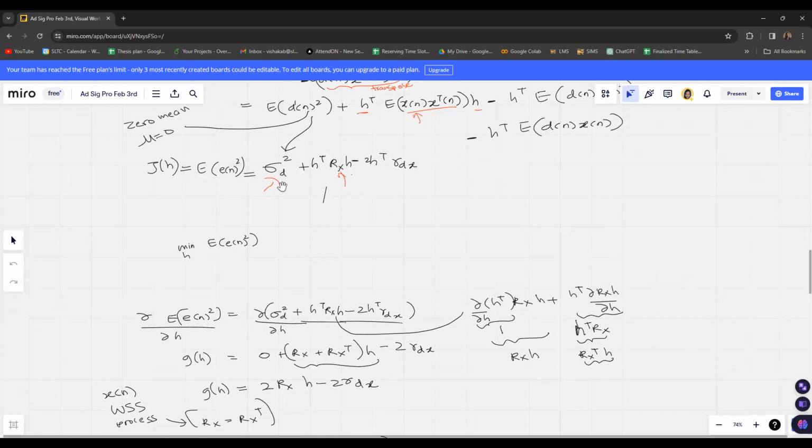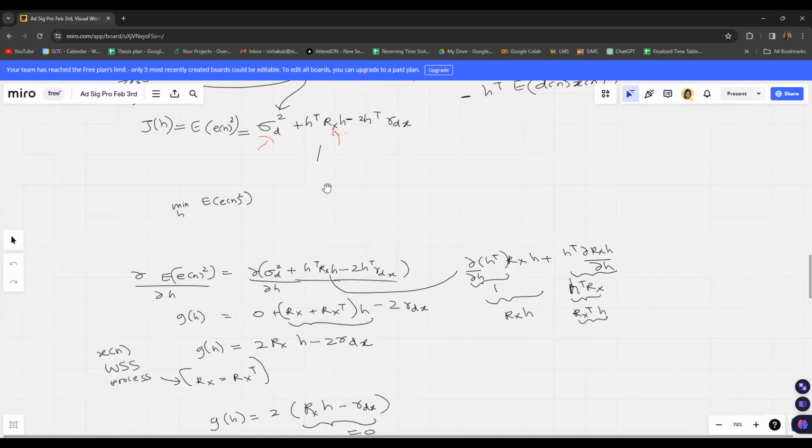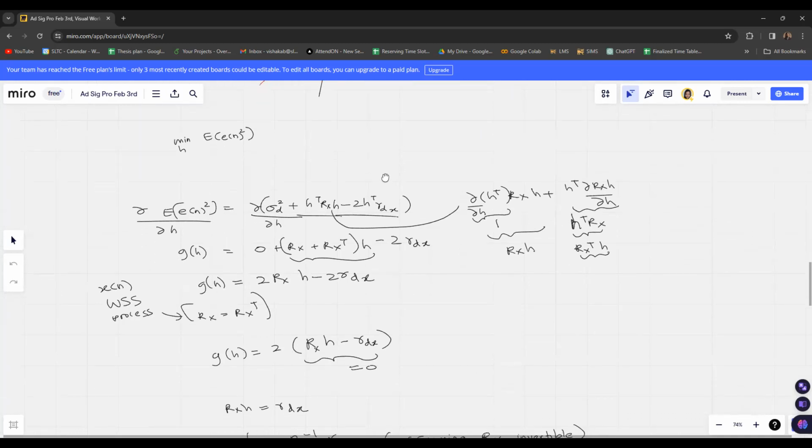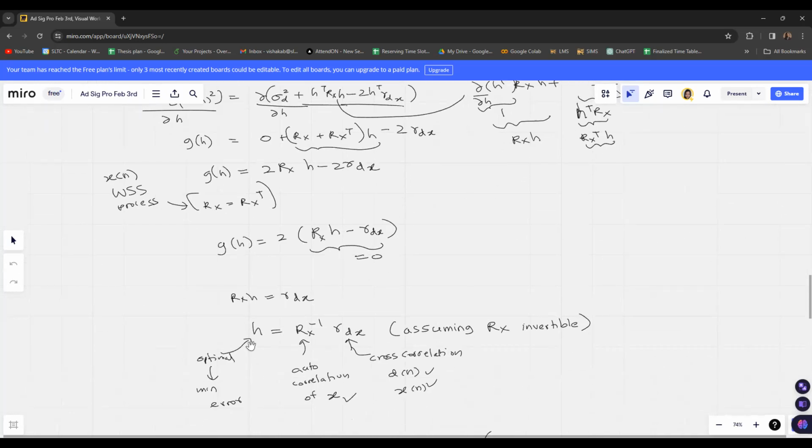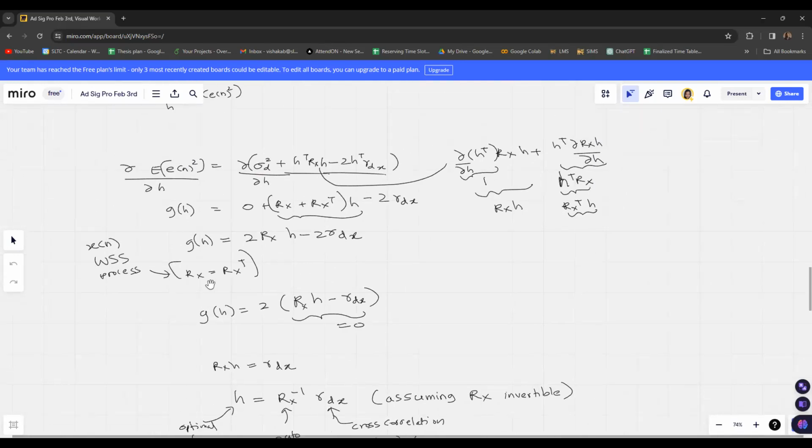After that, we try to minimize this error and find the minimum point of this error by taking the differentiation of this value of the error with respect to the filter coefficients. So we try to differentiate with respect to filter coefficients, and we try to find the optimal filter coefficients that will make the error value go to 0, or that will make the error function's gradient go to 0. So the gradient value should go to 0.